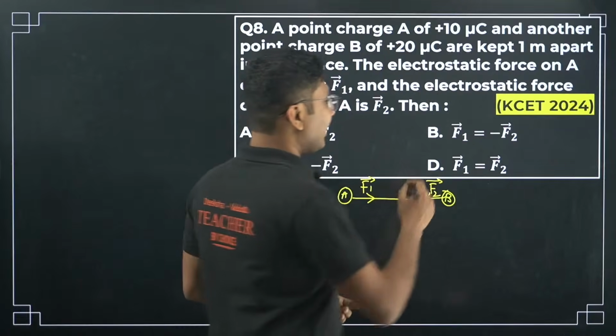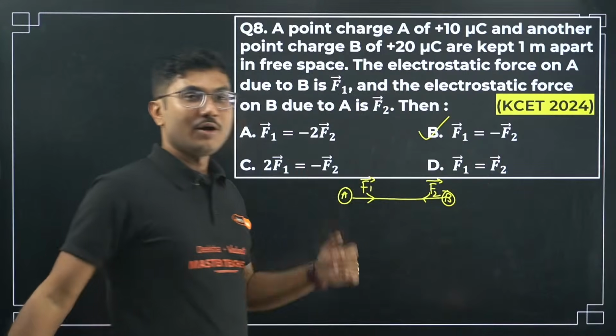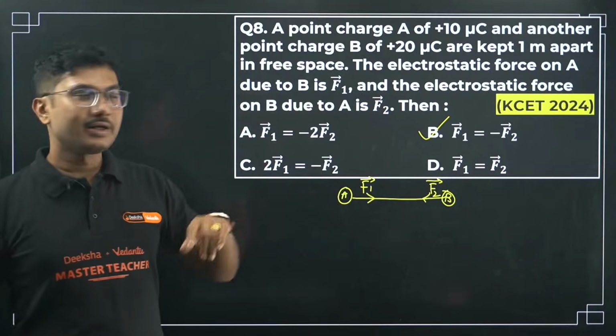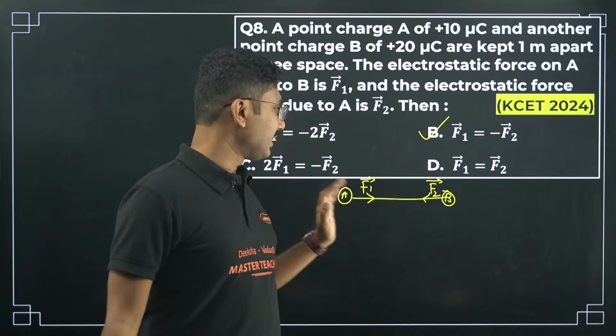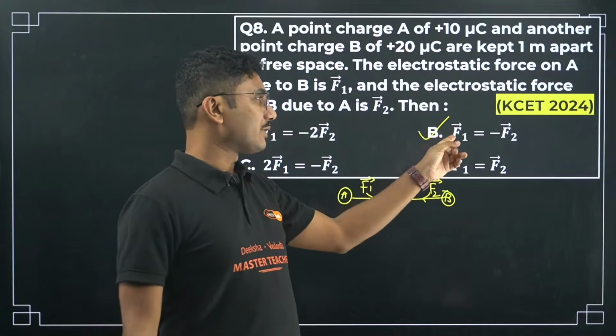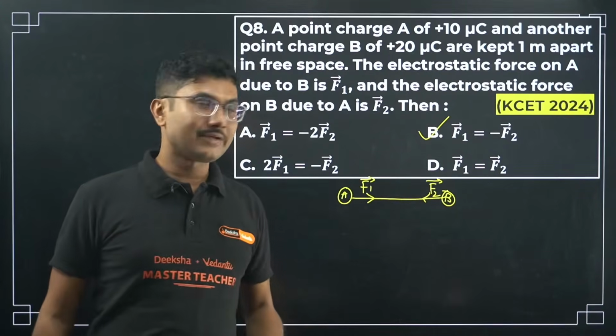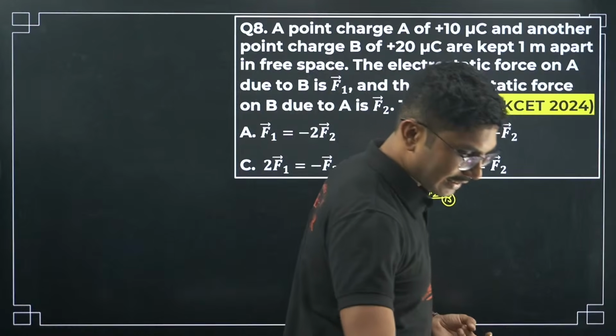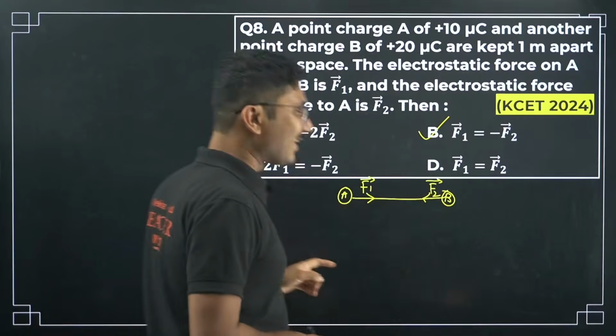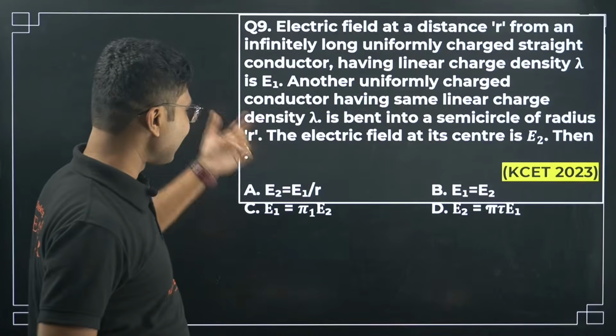So yes, from Newton's third law of motion, forces are equal and opposite. They act on different objects. So that's why F1 is equal to minus F2. Option B is correct. You answered fast. Okay, very good. Now let's answer this question.